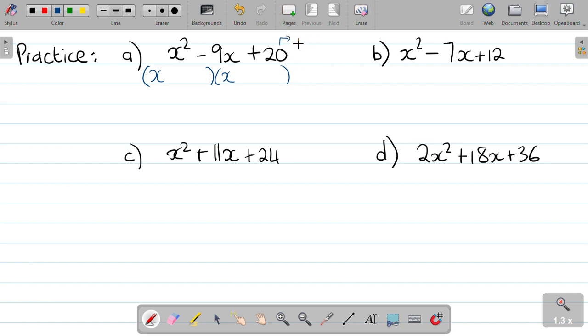The factors of 20 are 1, 2, 4, 5, 10, and 20. Now we need to list them as pairs. So 1 and 20 go together, 2 and 10, 4 and 5. So now step number 2 is done.